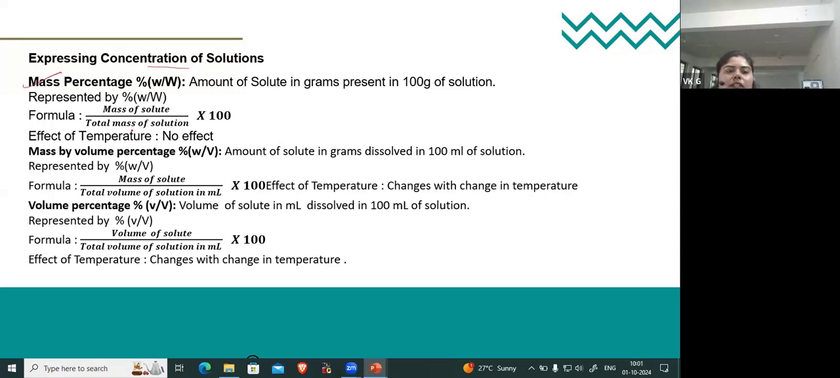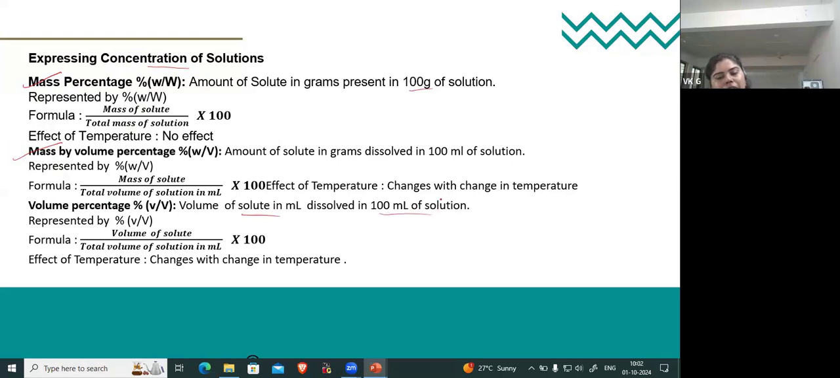Then under that you studied something called mass percentage. In mass percentage, masses will always be given in terms of grams. If you find solute and solvent in terms of grams, then you call it mass percentage. Then you went to mass by volume. Mass of the solute will be in terms of grams, whereas volume of solution will be in terms of ml. And then you went to volume percentage, wherein both solute and solvent will be present in ml itself.